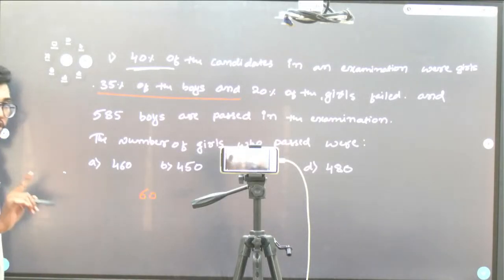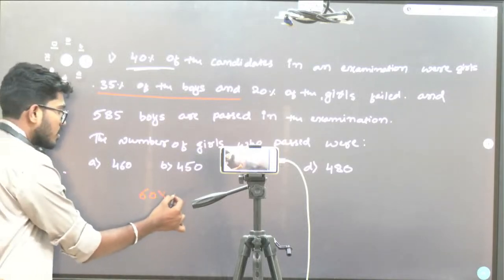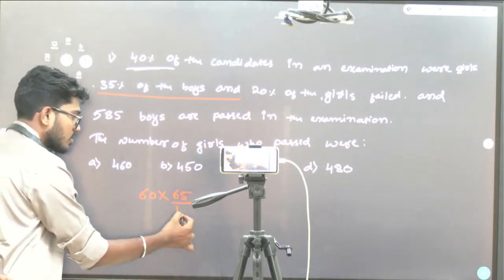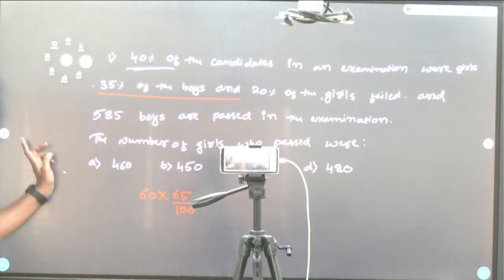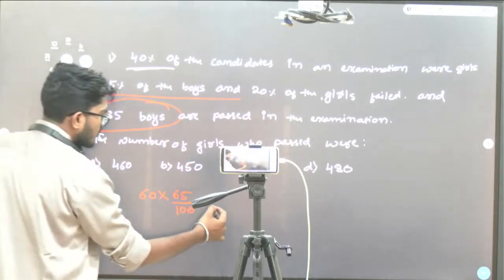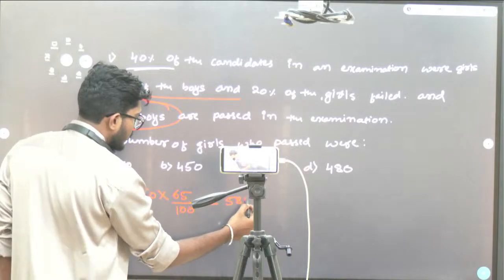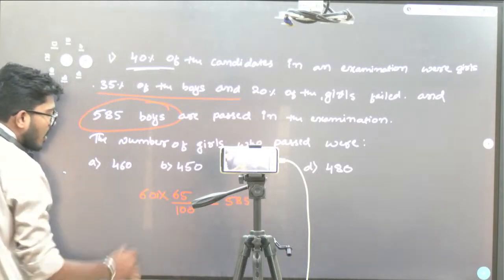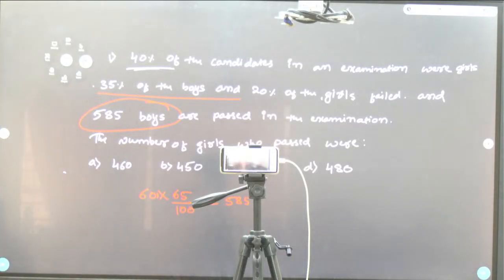Total you have 60% boys. In that, how many percent passed? 65% passed. That is already given. How many boys passed? 585. This is equal to 585, right? You can take 100% as the value. You can calculate here directly, correct?